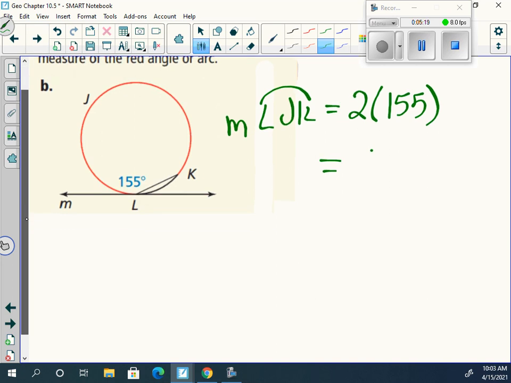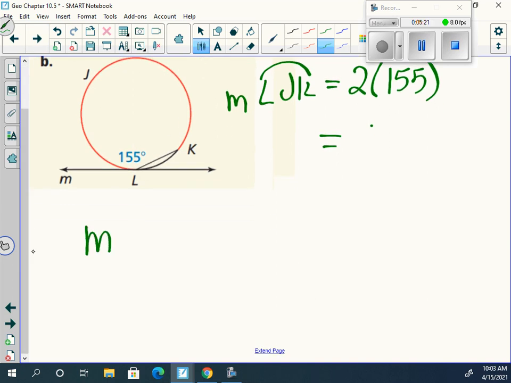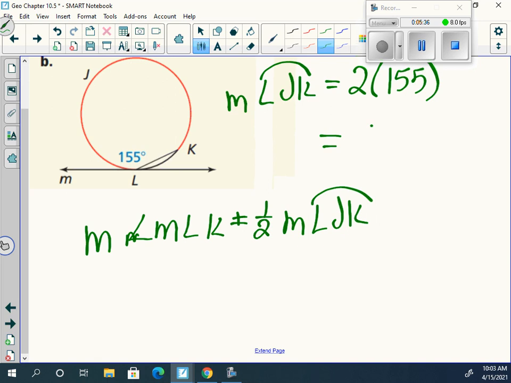So the formula for this is telling us that the measure of our angle, the angle inside, we could call this M, angle MLK, is equal to 1/2 the measure of the arc. The measure of the angle that's formed by the tangent line and the chord is equal to 1/2 the measure of the arc. So whatever this arc measure is, half of it would be 155. So if I go the other direction, if the arc is half, the measure of this angle is half the arc, well, the arc is twice the angle.